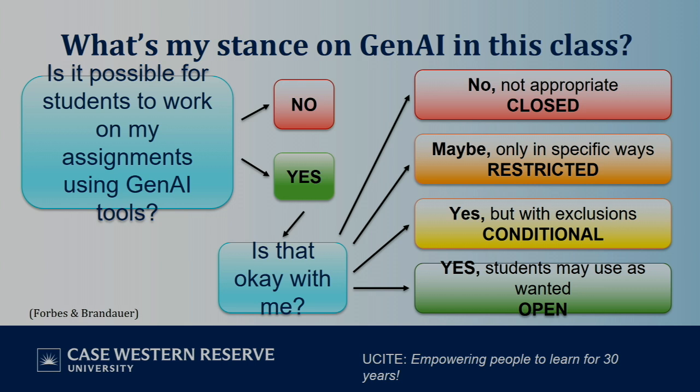So the big question then is, is it possible for my students to work on my assignments using Gen AI tools? Right? And there's a binary response to that, probably yes or no. If it's no, conversation over until you figure out how you're going to set up your policies to convey that. If it's yes, I think the next step at the bottom of the screen is vitally important: is that okay with me as a faculty member?